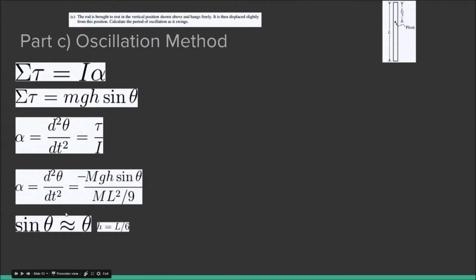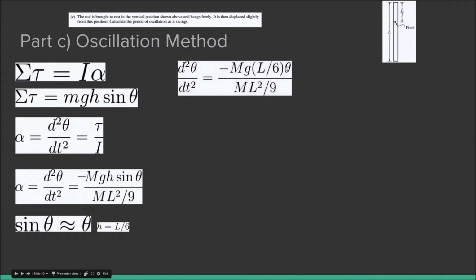And we use the small angle approximation of sine theta is approximately equal to theta. And here I'm just saying that h equals L over 6. But we can say that sine theta is equal to theta for very small angles. And since the problem says it is displaced slightly from this position, we can assume that it's a very small angle, less than 15 degrees. So we can make the small angle approximation here and replace the sine theta with just regular theta.